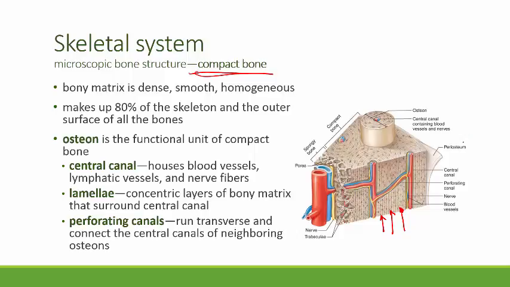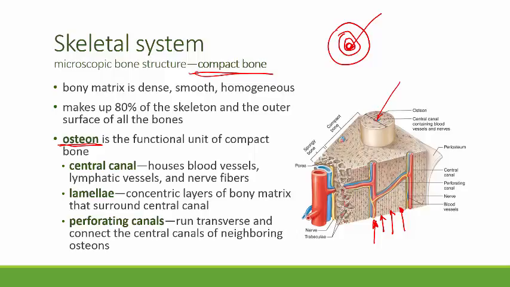So the functional unit of compact bone is a structure known as an osteon. So osteon here is the functional unit of compact bone. And it is these layers of bony matrix all arranged around a central canal. So inside this central canal is where we see blood vessels. So you can see the blood vessels here, capillaries or arterioles and venules, as well as the yellow there is a nerve. So that we have nerve fibers as well.